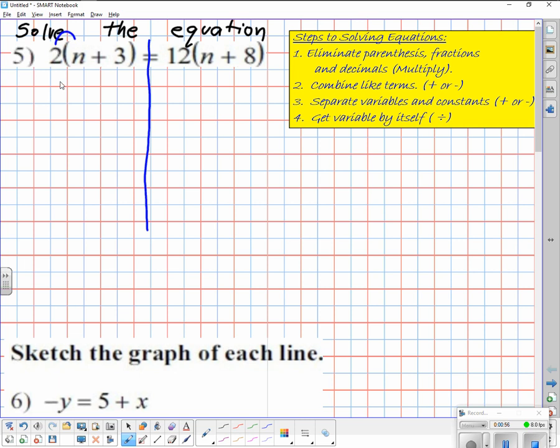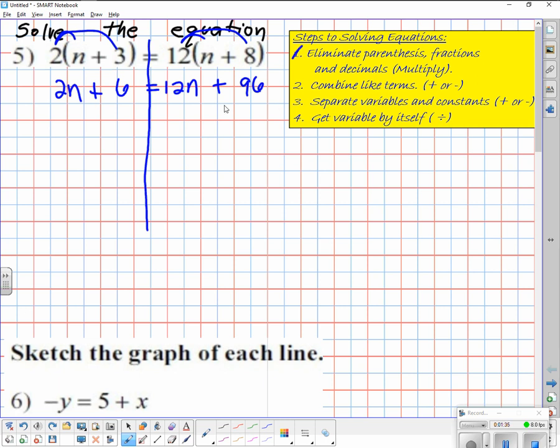So 2 times n will give you 2n, plus 2 times 3 will give you 6, is equal. Same over here, 12 times n will give you 12n. And 12 times 8 will give you 96. Now, I don't know if you noticed, but there's no more parentheses, fractions, or decimals, so I'm done with step number one. Number two, combine like terms.